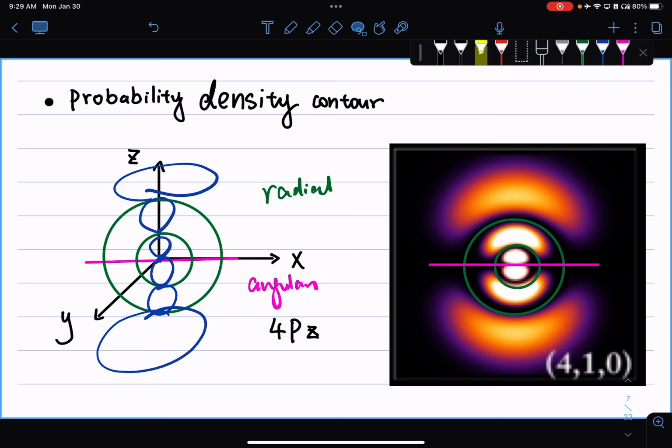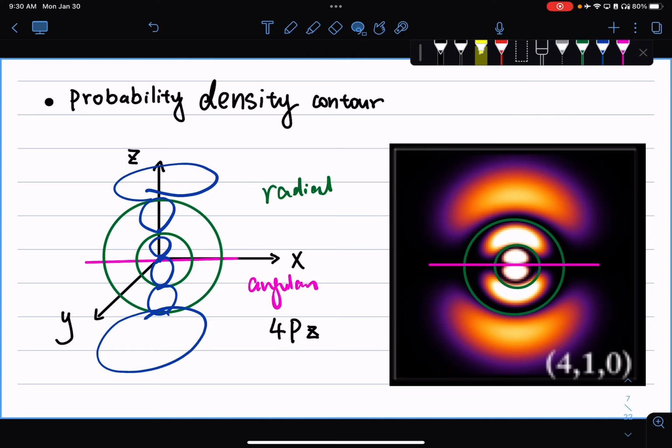Again, the physical meaning of these node planes is just the low electron density region in your probability density. What it means is that around the node, you have low probability of finding the electron there, of finding your 4pz electron there.